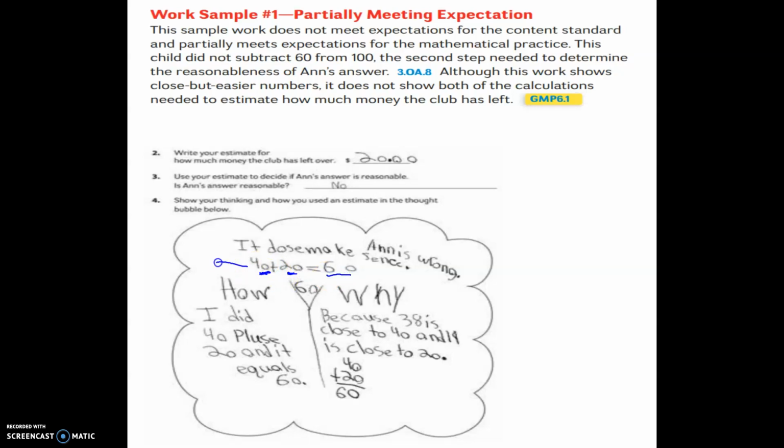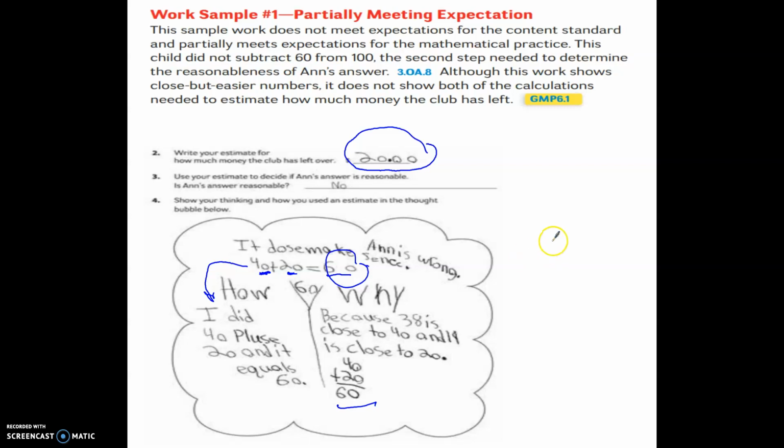Okay, and this is what they did. They put it in words, what they did: how I did 40 plus 20 and it equals 60. Okay, and why? Because 38 is close to 40 and 19 is close to 20. Yep, those are the things that we already talked about. And then what this student did was took the 40 and the 20 and added it to 60 here. But I'm not quite sure why their estimate was $20. They don't say why they came up with 20.